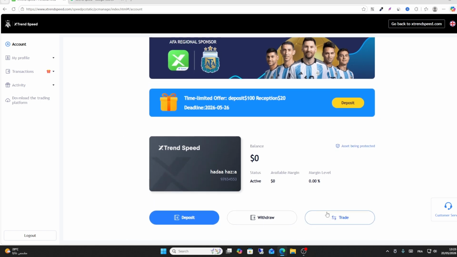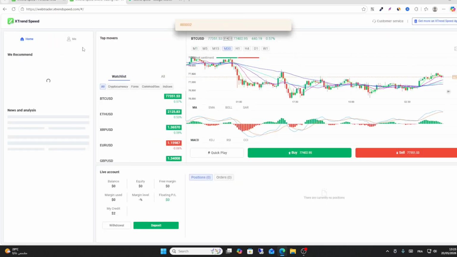From this page, click on the trade section. As you can see, start on trade. From here, you can start trading. You have BTC, Ethereum, and Euro, USD. You have a lot of options here. You can start a buy and sell.